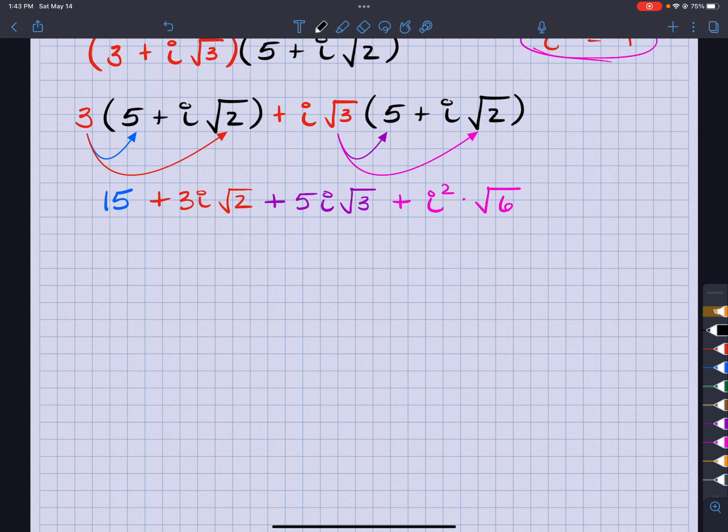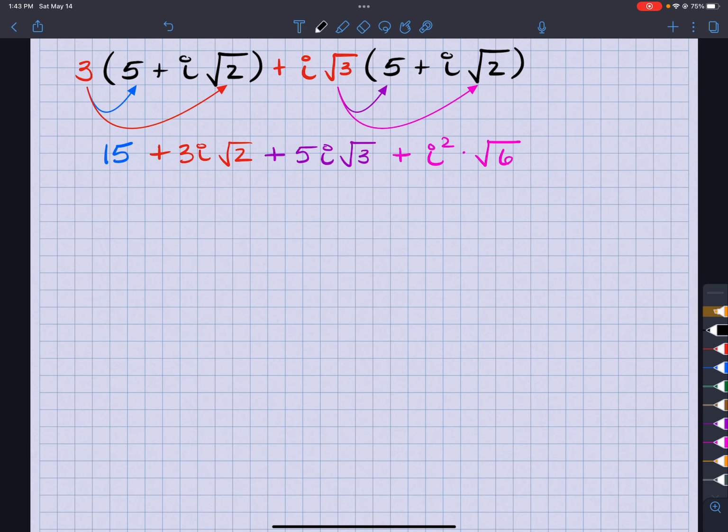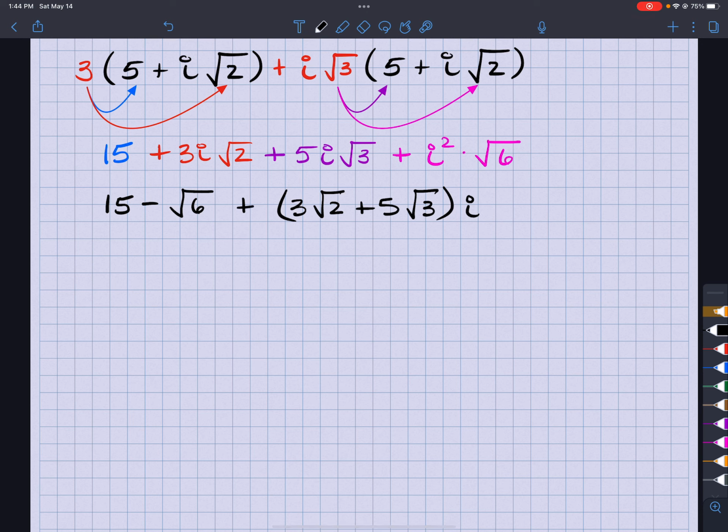So my answer is now going to be 15 minus square root of 6. And then I'm going to have the 3 square root of 2 plus 5 square root of 3, i, and this would be positive.